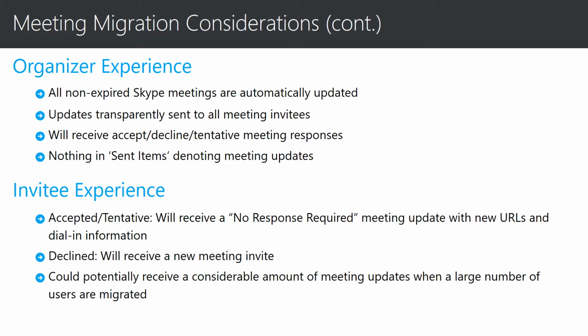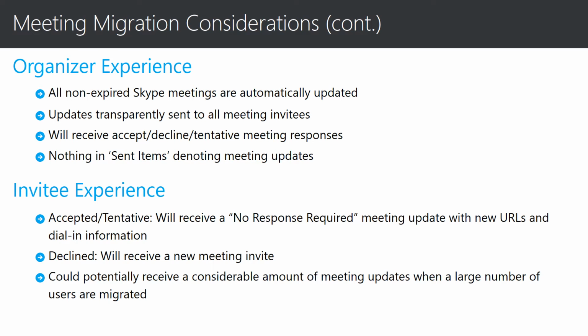As we now understand the impact, we will move on to user experience. Because MMS has a different experience for the organizer and invitee, it is important for the project team to be aware of these differences. For the organizer, we will want to note that only non-expired Skype meetings will be updated. These updates are transparently sent to all meeting participants. The organizer will receive accept, decline, and tentative meeting responses from those updates. And finally, the organizer will note that there will be no meeting updates in their sent items folder.